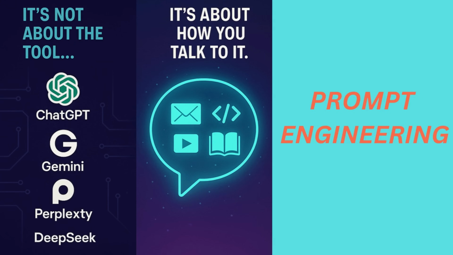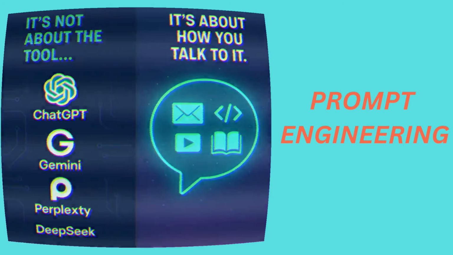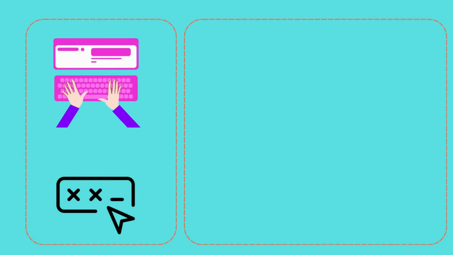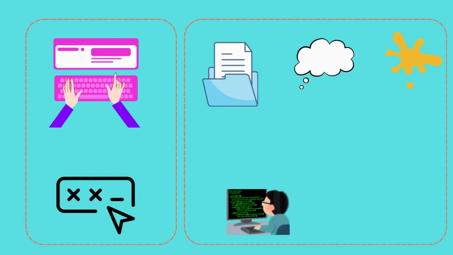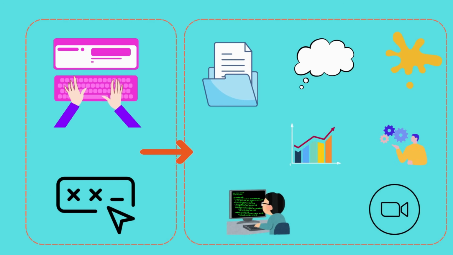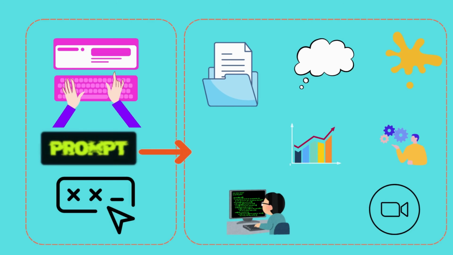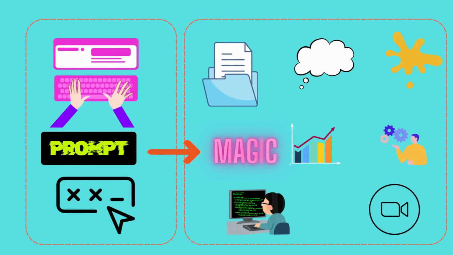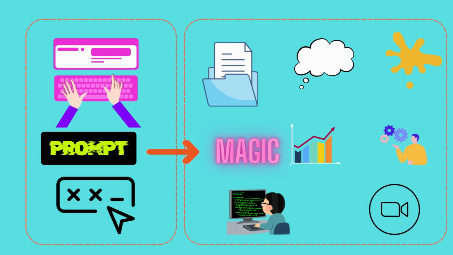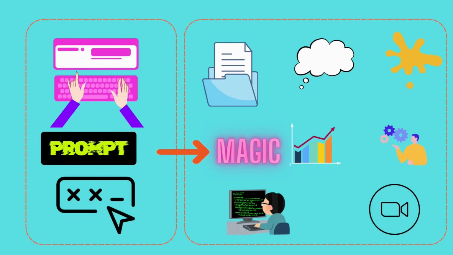Artificial intelligence is everywhere, helping us write, code, research, and even create art. But here's the truth: AI does not know what you want until you tell it the right way. That's why prompt engineering is so important. It transforms you from a casual user into an AI powered user, and the right art of prompt creates magic.